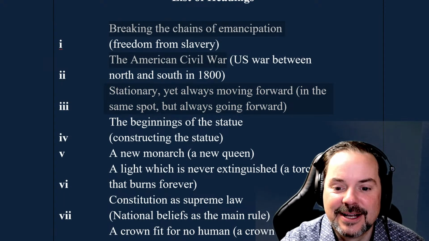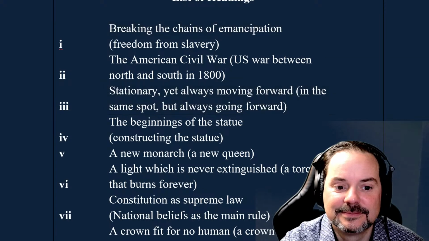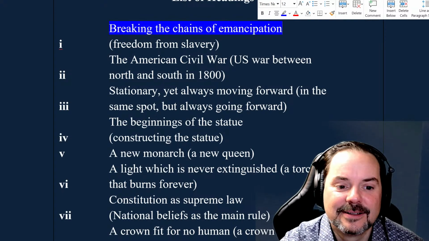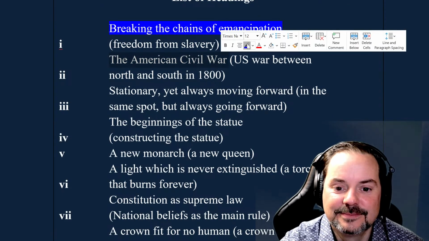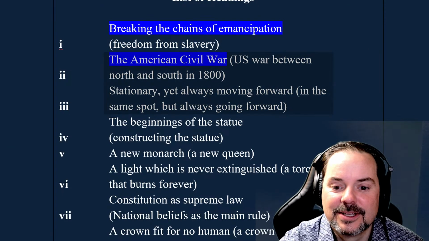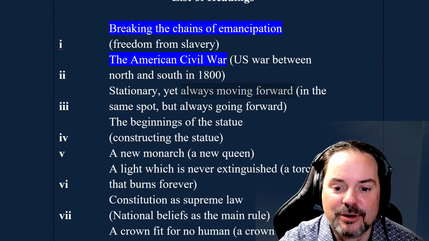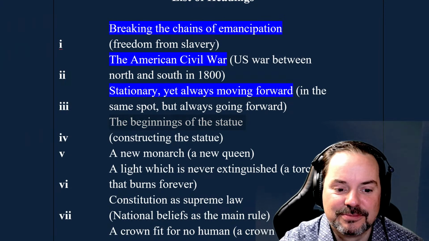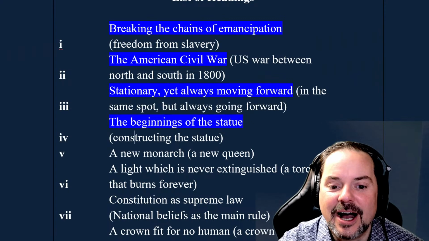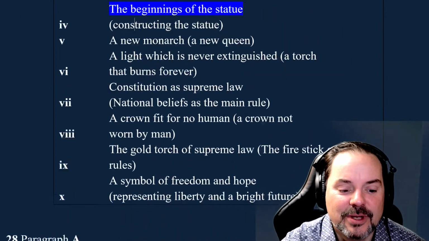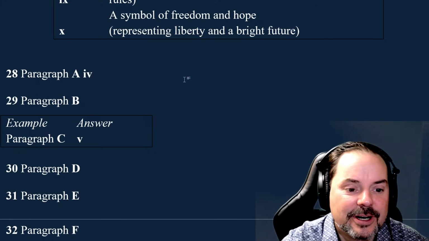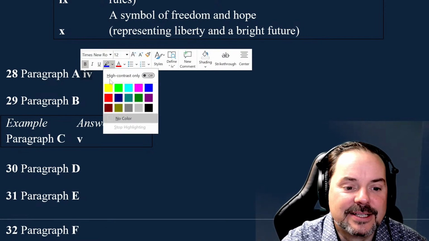Definitely number four. What I started to read, basically the beginning of the statue, definitely constructing the statue. Roman numeral 4 is what you're saying, right? Which is the beginnings of the statue. I agree 100%. So here for paragraph A, we put in 4 and we get the correct answer.